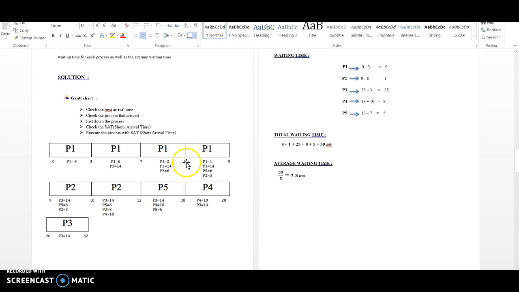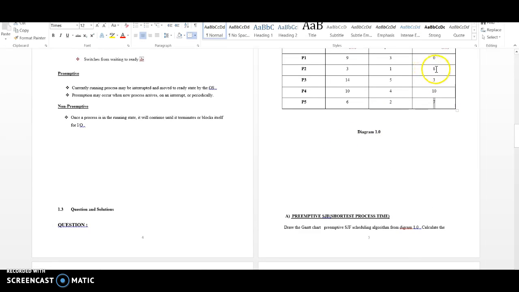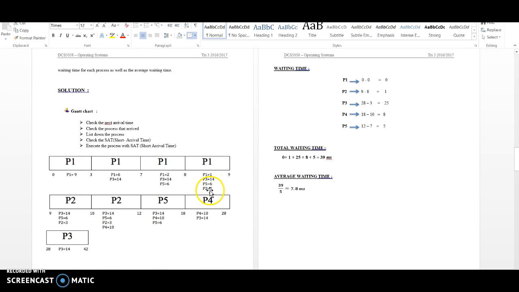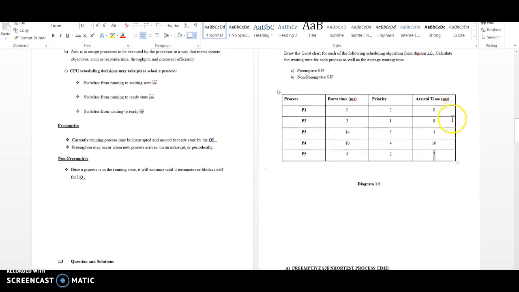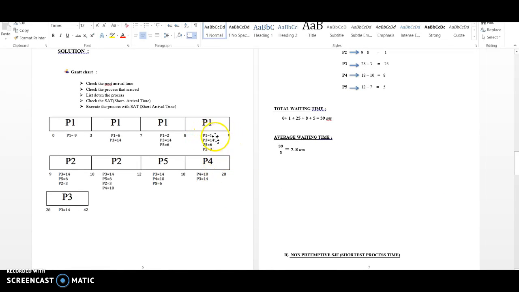So next one is 8. The arrival time is 8. We look here, 8, the burst time is 3, P2. So we list it up, P2 equals 3. At 8, P1 equals 1, because the elapsed time is 1. So the balance is 1. The next arrival time is 9, but if you look here, we don't have 9. We have 1, so we plus it with 8. 8 plus 1 equals 9. So P1 remains the same.